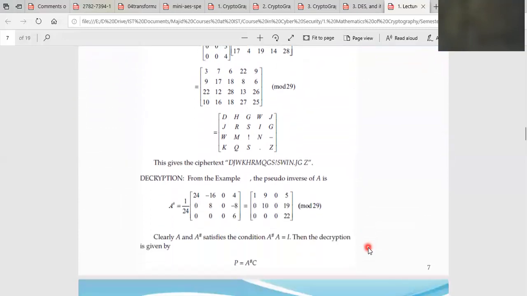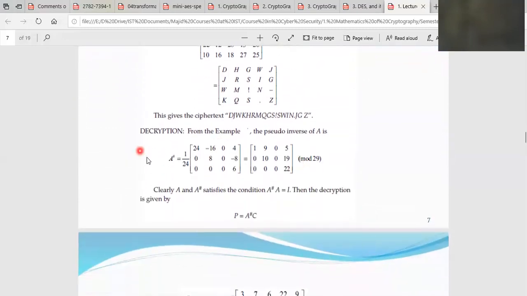In order to get back our plain text, we have to apply the pseudo-inverse, which we found in our previous example, and convert this matrix mod 29. Basically, we have to remove the fractions, because in Z29 there are no fractions, so we can use our matrix effectively and map the corresponding values to alphabets in our set Z29.